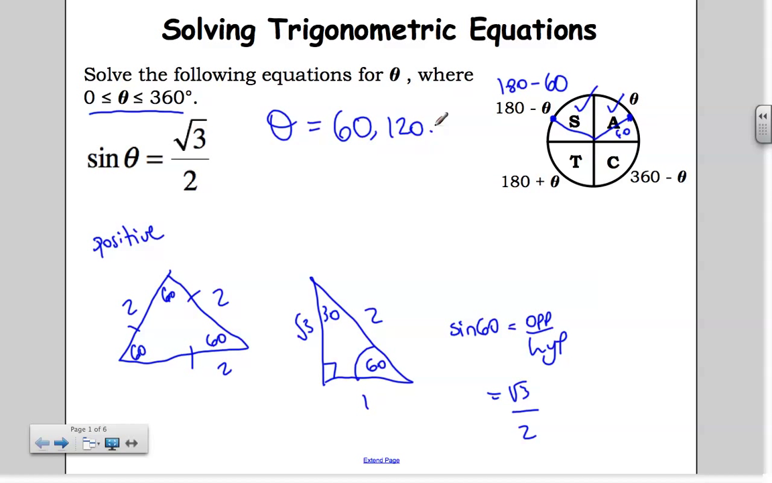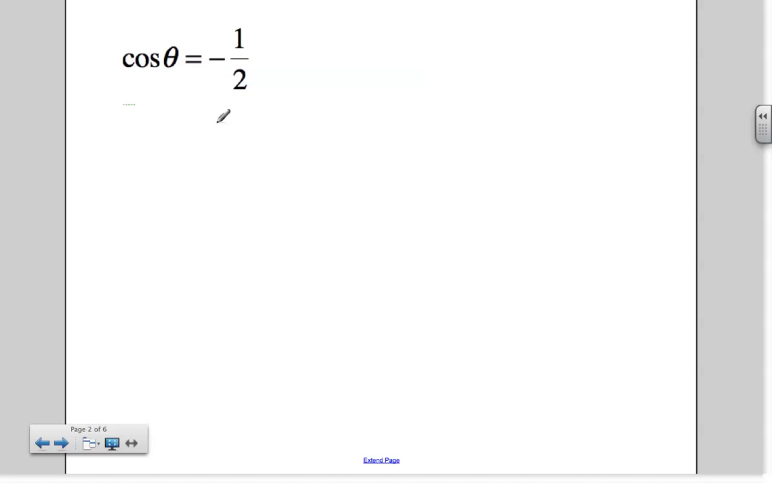So sine 60 and sine 120 will both give me answers of root 3 on 2. Yep, and that's solving a simple trig equation. Okay, should we try another one? Yep. All right, so this time we've got cos of theta is minus a half.